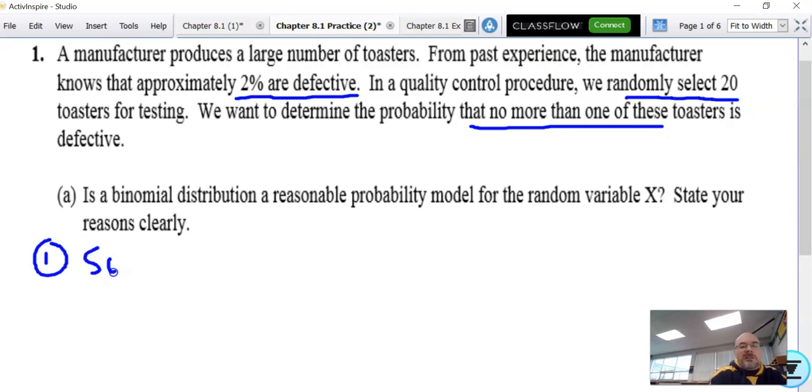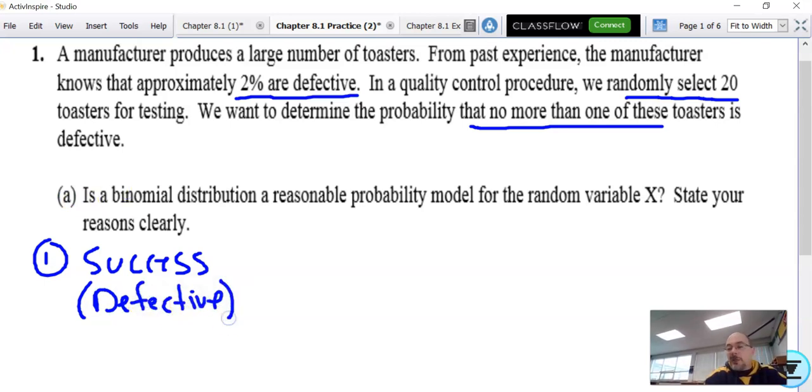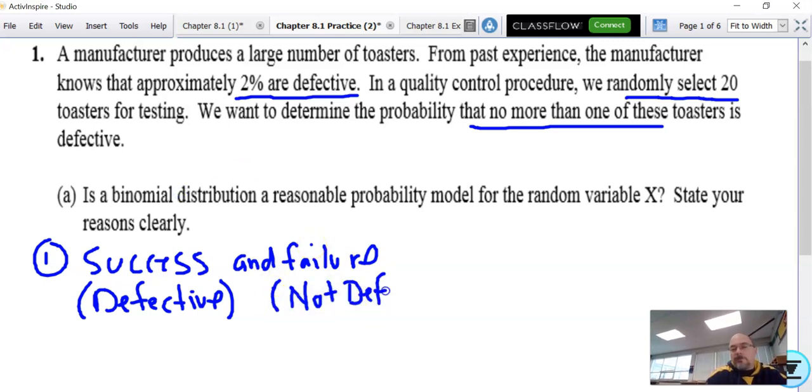Success. In this case, ladies and gentlemen, success is going to be the defective toaster. Like I mentioned earlier, it doesn't have to be a good thing. So success is a defective toaster. Failure in this situation is not defective, because we're specifically looking for defective toasters, so that's going to be our success.